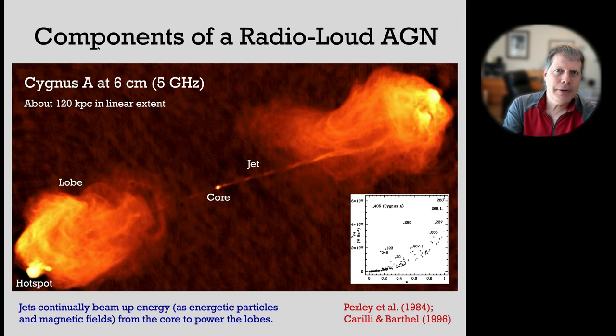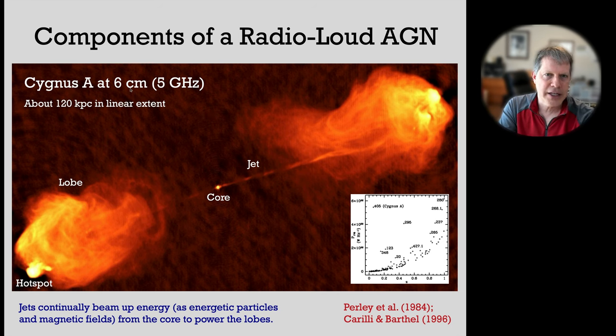Here is a beautiful image of Cygnus A, taken at 6 centimeters or 5 gigahertz. And to give you a sense of the scale, this large-scale radio-emitting structure in total spans about 120 kiloparsecs in linear extent. So what's going on in this system?